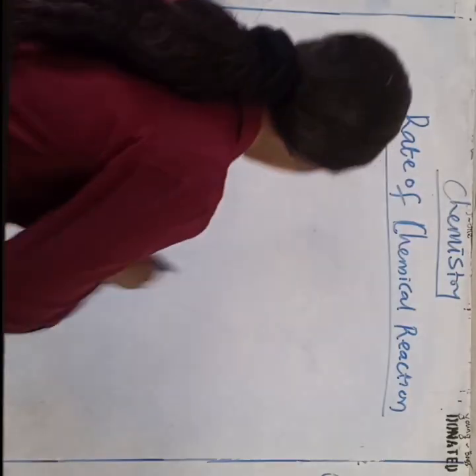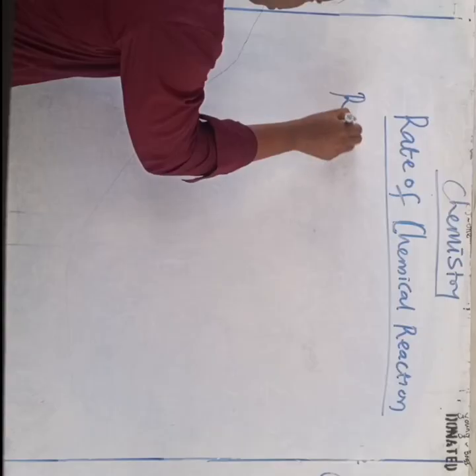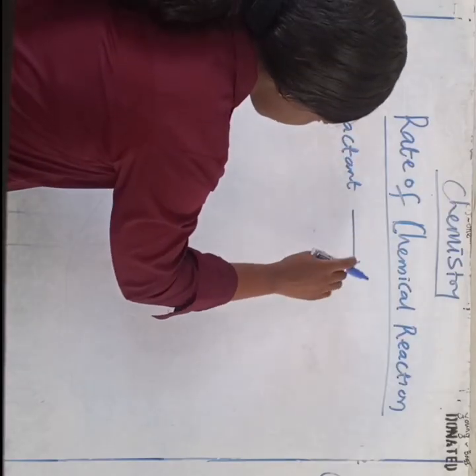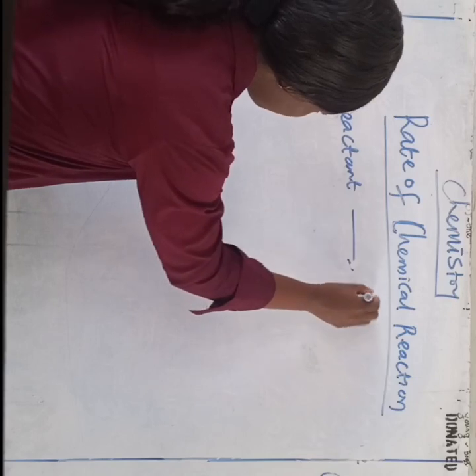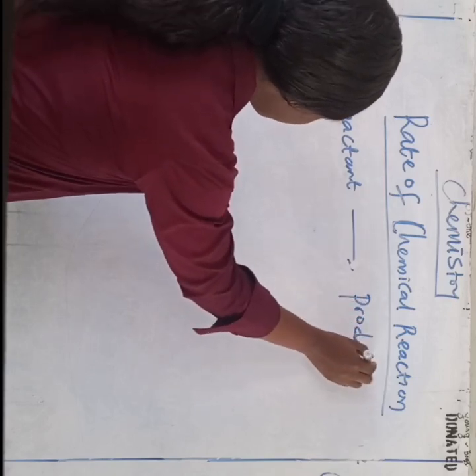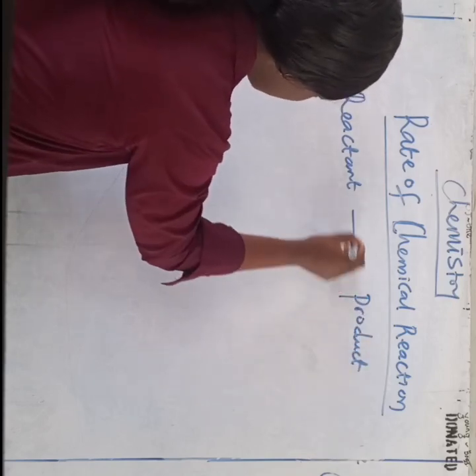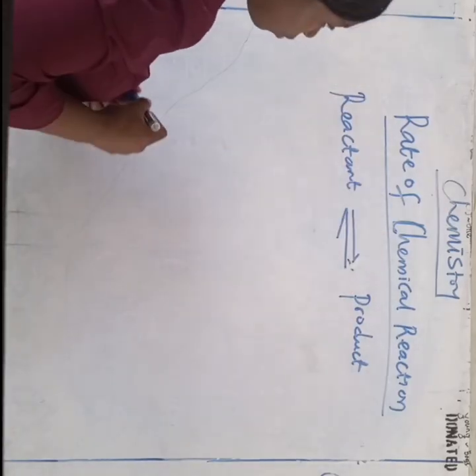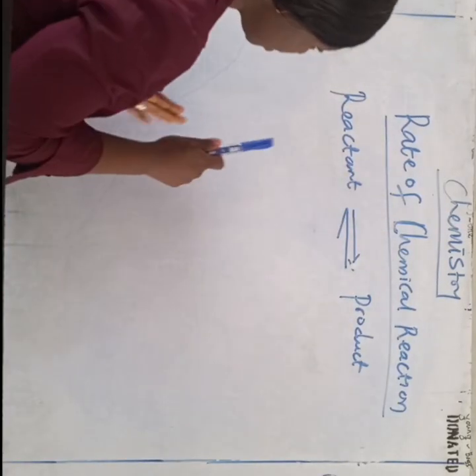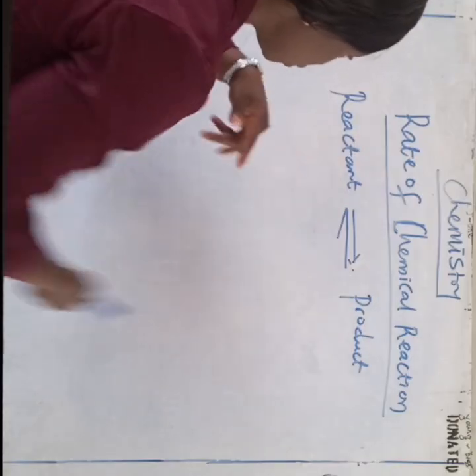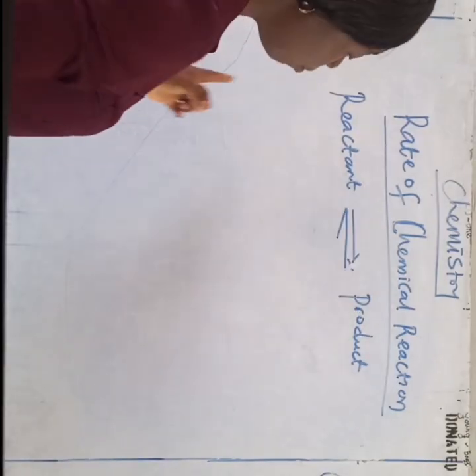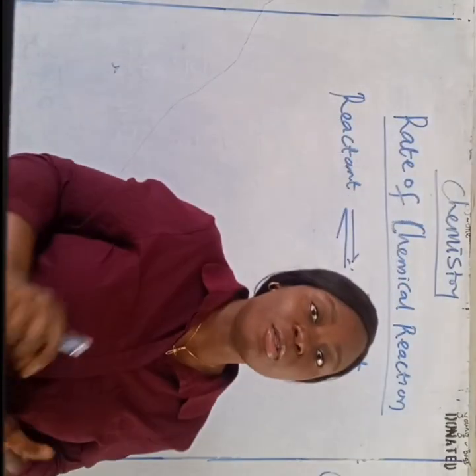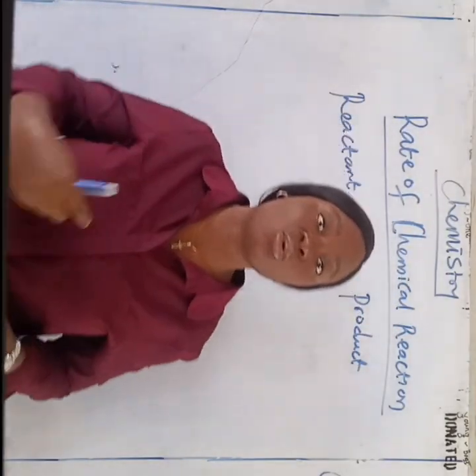For example, maybe when you have the reactant and you have the product, the reactant forming the product. So you have something like this. Anytime you see something like this, it is a reversible reaction. What this means is that the reactant can form the product and the product can come back and form the reactant.